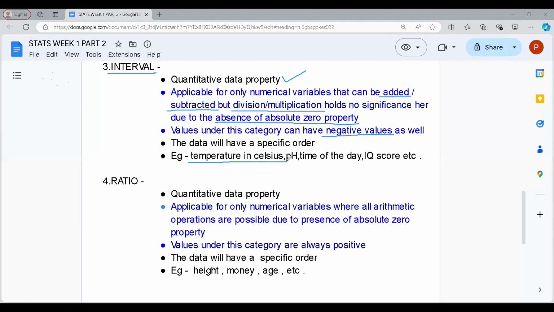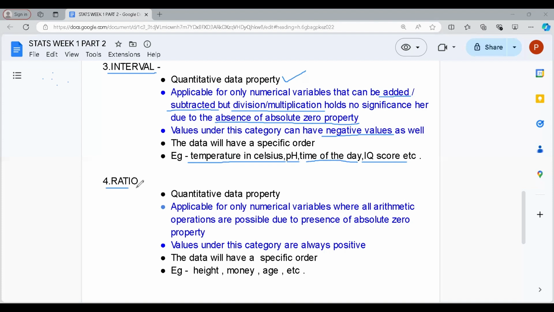We discussed earlier that temperature in Celsius, when we talk about 0 degrees Celsius, that does not mean absence of temperature. So that is absence of absolute zero property, and that comes under interval. Similarly, we discussed for pH. And similar is the thing with the time of day and the IQ score. Like 0 IQ score, you cannot have, the person is not having IQ. So that happens in the interval scale.